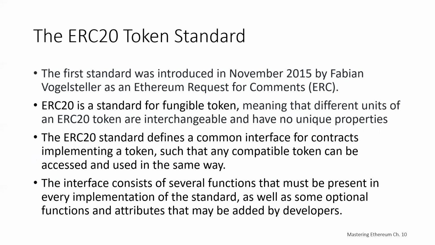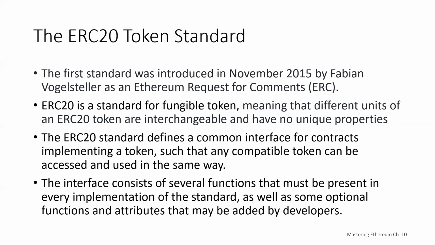The first standard for tokens, which is the ERC20 standard, was introduced in November 2015 as an Ethereum request for comments, or ERC. It was automatically assigned GitHub issue number 20, giving rise to the name ERC20 token. The vast majority of Ethereum tokens are based on the ERC20 standard. The ERC20 request for comments eventually became Ethereum Improvement Proposal 20, or EIP 20, but it's mostly still referred to by the original name ERC20.